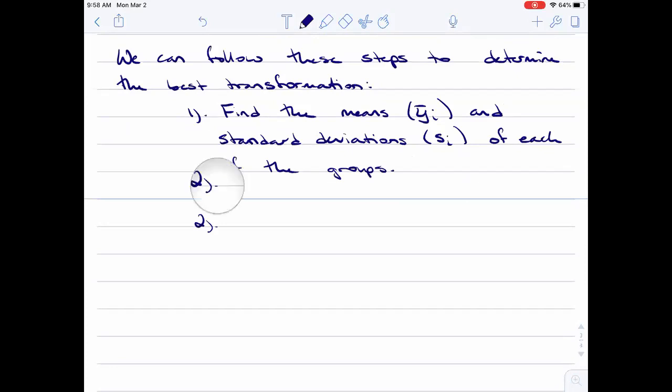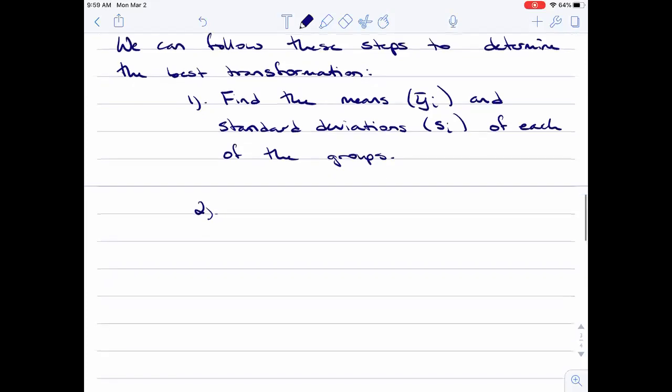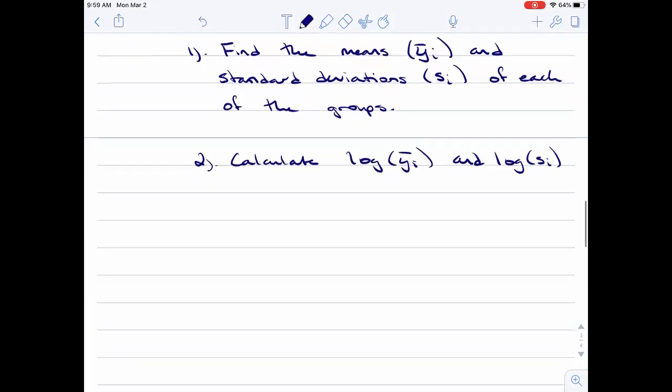Step 2 is going to be to take the log of each of the means and each of the standard deviations. So calculate the log of the yi bars and the log of the si's. Because typically our go-to transformation is going to be the log. We use that as a starting point.